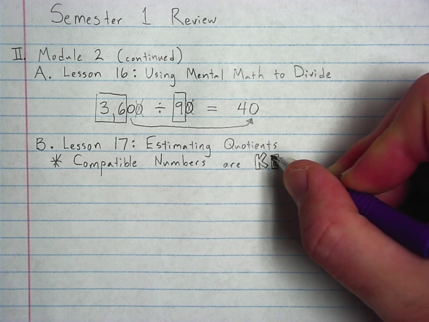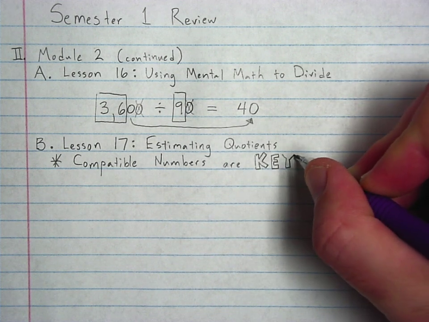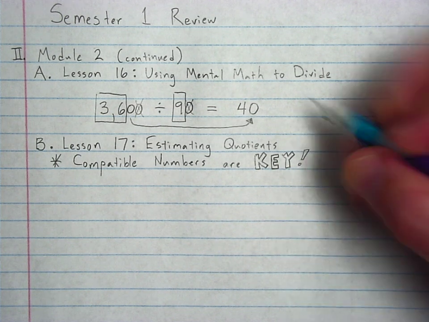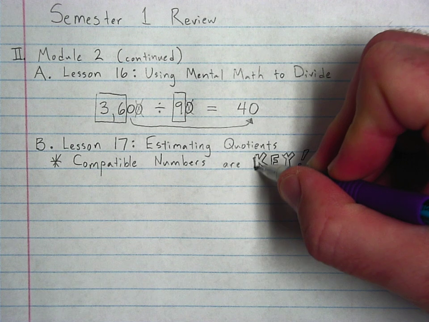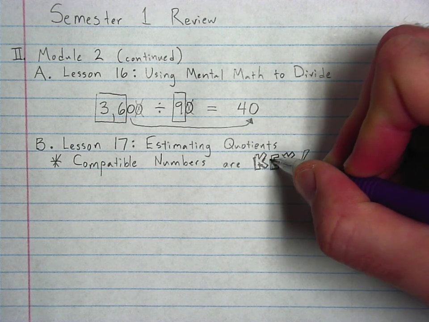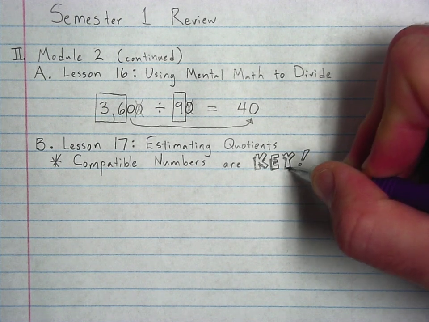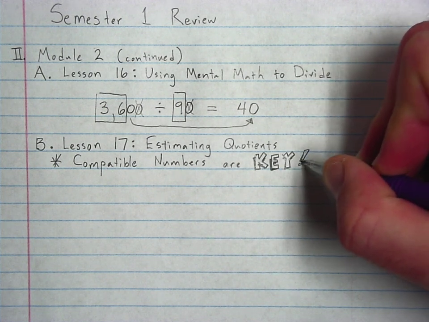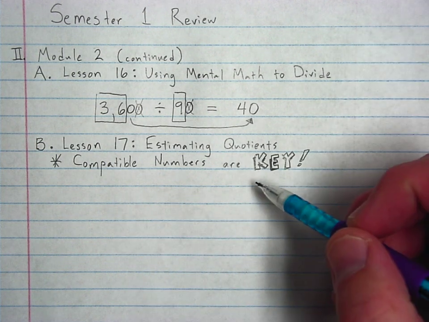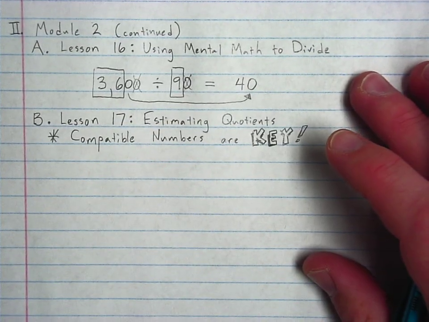Those of you who have been reviewing your notes probably recognize I did this exact same thing for your review notes before the Module 2, post-Module 2 test. It is that important. Okay? Compatible numbers I know are tricky for some of us. We're still kind of getting the hang of it. But we need to use them when we're estimating quotients.